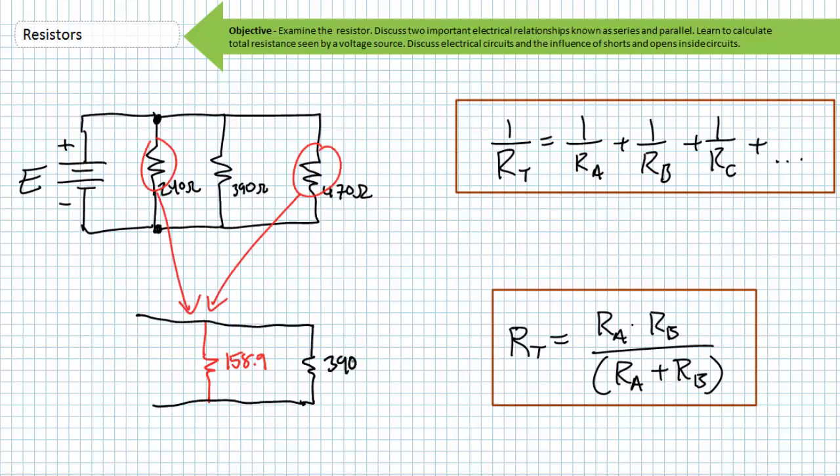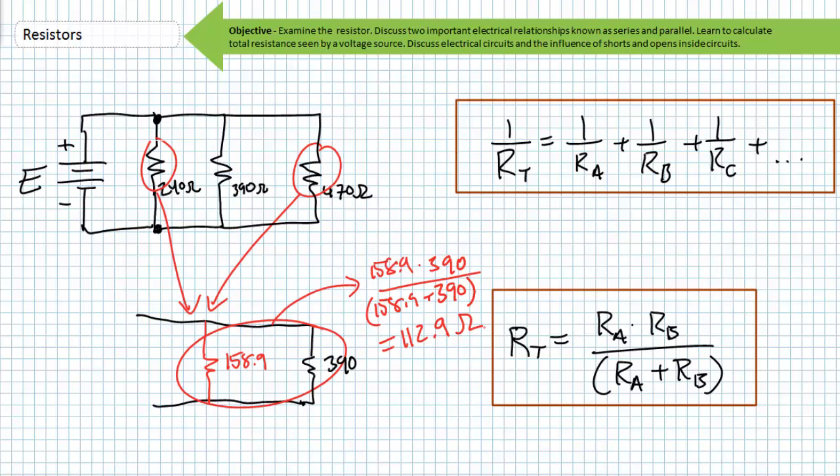Here we go. We already know that a 240 ohm resistor in parallel with a 470 ohm resistor is 158.9 ohms. Just replace those 2 resistors with their parallel equivalent of 158.9 ohms. Now, what's 158.9 ohms in parallel with a 390 ohm resistor using our 2 resistor formula? 158.9 times 390 divided by 158.9 plus 390 yields us 112.9 ohms of total resistance. Bang. Done. 2 easy steps.